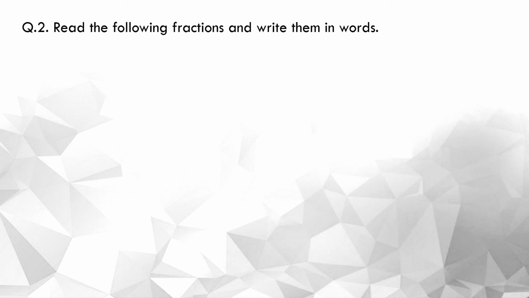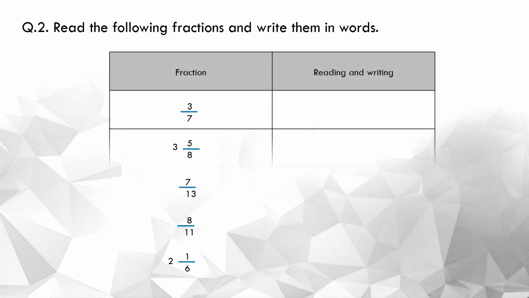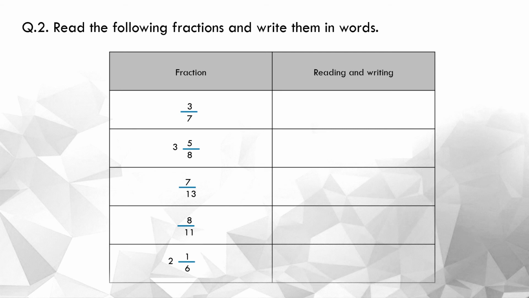Question number 2. Read the following fractions and write them in words. Here two columns are there. One is fractions and in the next column we have to read and write in words. First one, 3 above and below 7. So we will write this fraction in words, 3 upon 7. Next is a mixed fraction, 3 and 5 above and below it 8. So we will write 3 and 5 upon 8.